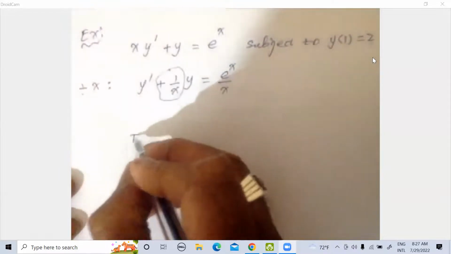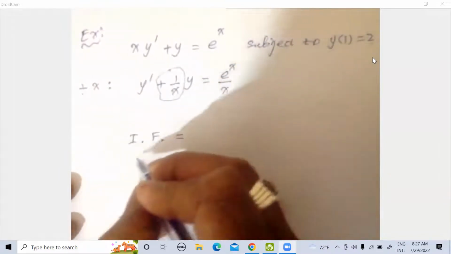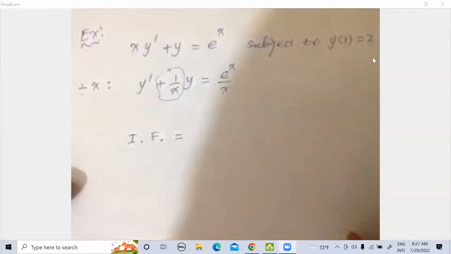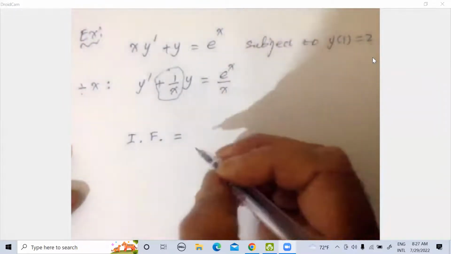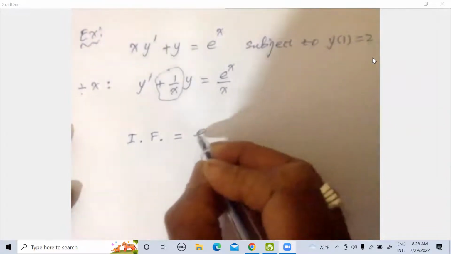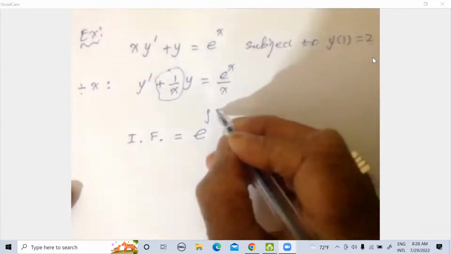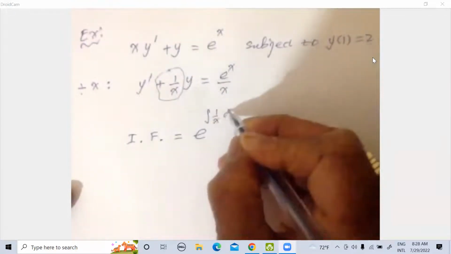So the first thing is the integrating factor. Let me write IF, or I of x is also okay. The integrating factor is equal to, how do you find the integrating factor? e to the integral of p of x, 1 over x dx.